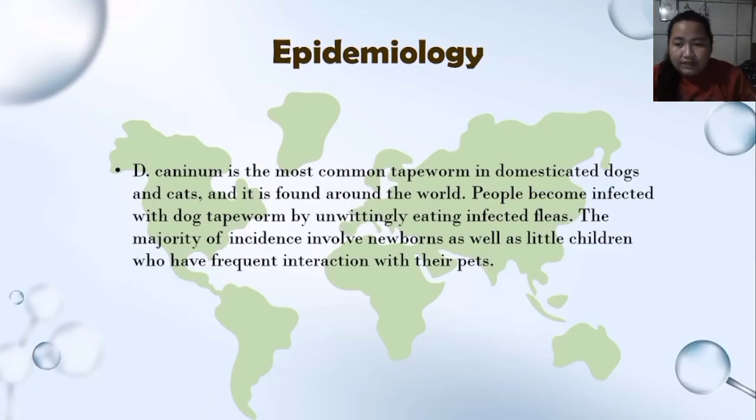Epidemiology. D. caninum is the most common tapeworm in domesticated dogs and cats. It is found around the world. People become infected with dog tapeworm by unwittingly eating infected fleas. The majority of incidents involve newborns as well as little children who have frequent interaction with their pets.